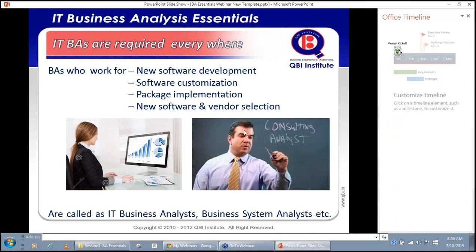So you see who IT business analysts are. Let's learn about them. So business analysts who work for new software development, software customization, package implementation, new software and vendor selection are called IT business analysts or business systems analysts. So you see, as a business analyst, your focus is project requirements and you are typically involved in an IT project. So that project can be a greenfield development. It can be customization of existing software. It can be package implementation, etc.